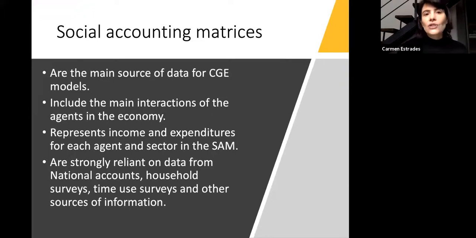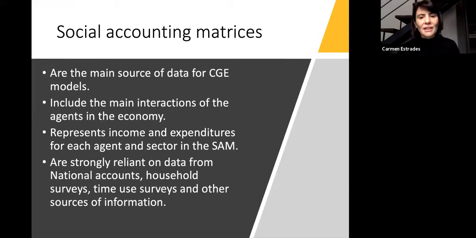So for the social accounting matrices, for those that work with CGE models, we know that they are the main source of data for the CGE models. And of course, they are very much interlinked. So whatever representation of the economy we have in the model, we need to consider that in the social accounting matrix.